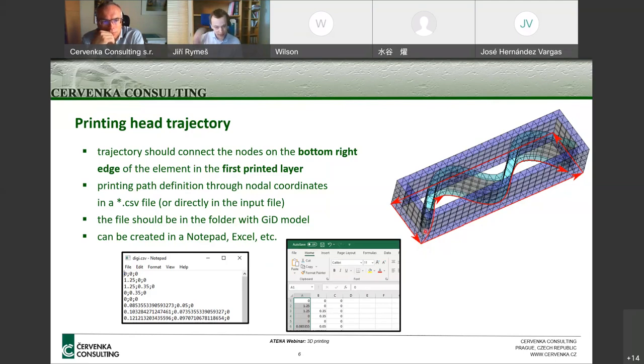However, in next versions of ATENA, it should be either possible to use the G-code or the nodes, for example, in the center of the printed layer. And also we plan to implement some more intuitive features how to select this printing path. Currently, it should be done either in a notepad, or you can use Excel or some other program to define these nodes.